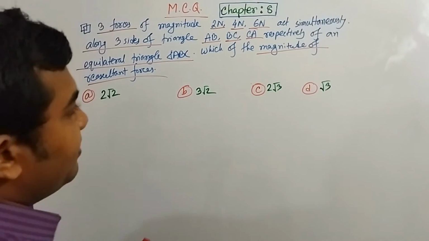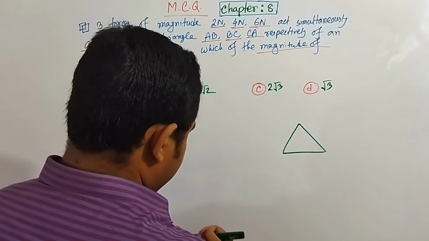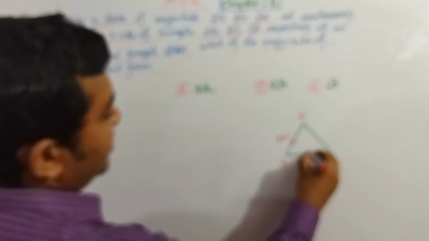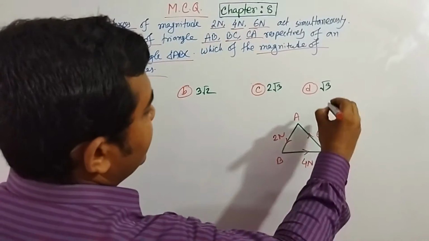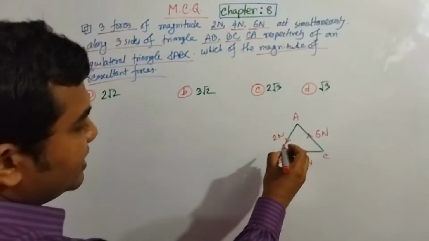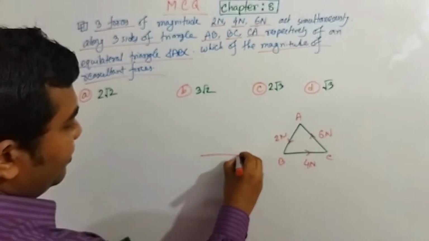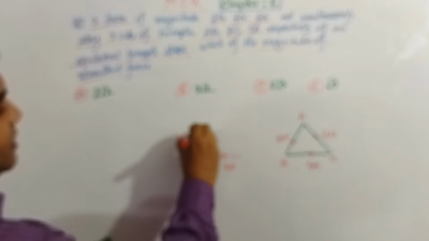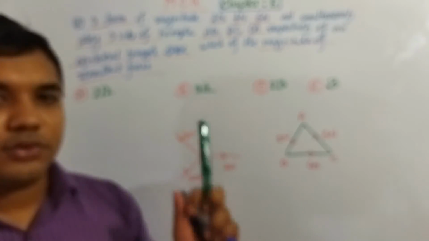So first of all we have to draw a triangle. That should be an equilateral triangle, and it should be named ABC. And we are thinking that AB is working in this way, that is 2 Newton, BC is working this way, that is 4 Newton, and CA is working that way, that is 6 Newton. That means if we draw it, this is going that way, so it is 4 Newton, this is going that way, it is 6 Newton, and that is going that way, that is 2 Newton. So here these forces actually are in equilibrium.